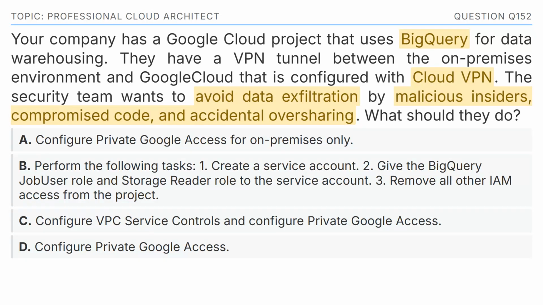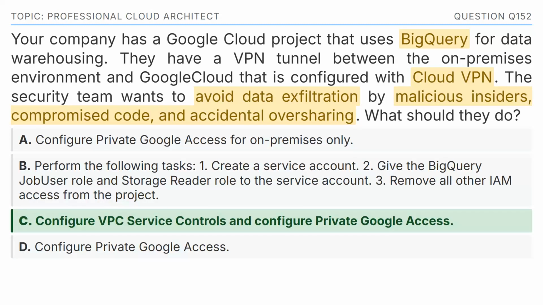To arrive at the correct answer, we focus on the keywords BigQuery, Cloud VPN, avoid data exfiltration, malicious insiders, compromised code, and accidental oversharing. The correct answer is Option C. Configure VPC Service Controls and configure Private Google Access.